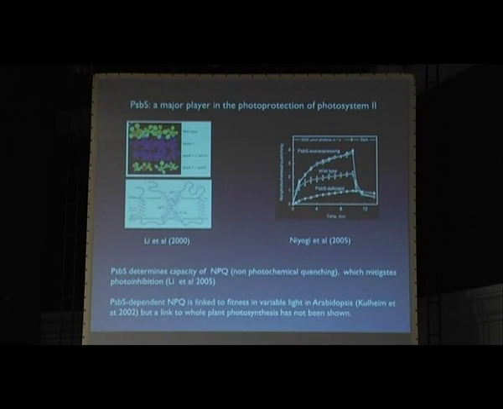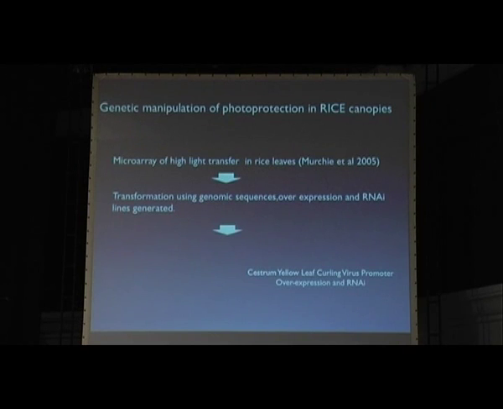There are also some nice experiments carried out in Stefan Janssen's lab, again in Arabidopsis, which show that when you grow Arabidopsis in variable light, which challenges the photosynthetic system, you can actually get an effect on fitness, which is dependent upon the amount of PSBS present in the leaf. However, there's never been a direct link to whole plant photosynthesis, which is why we were doing this.